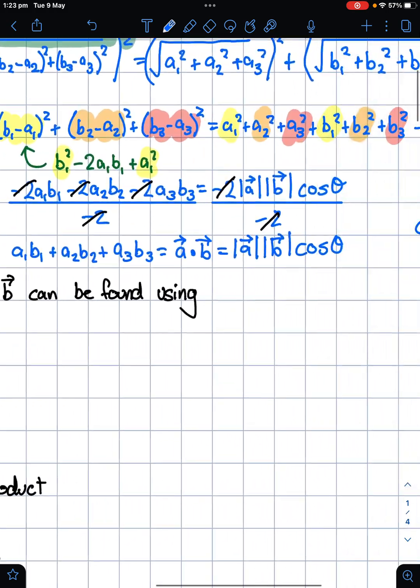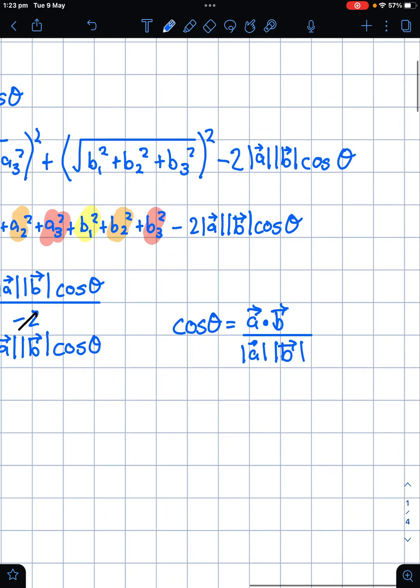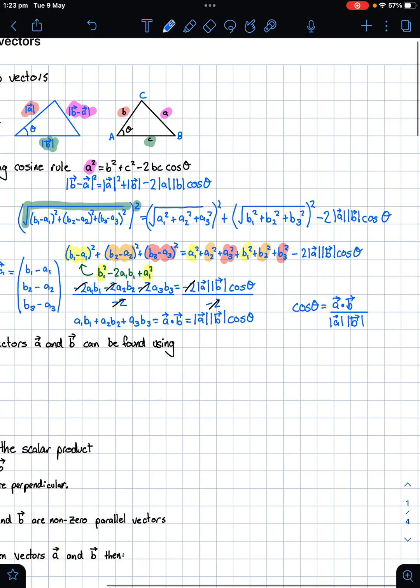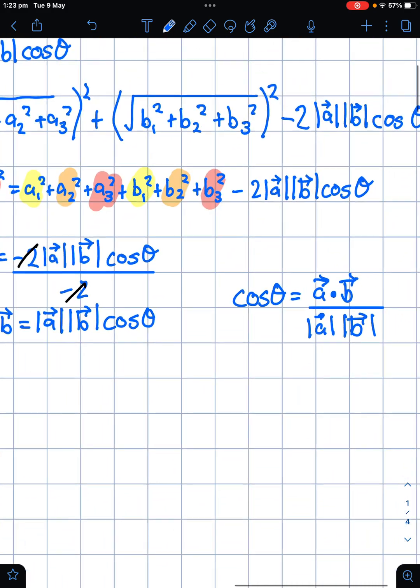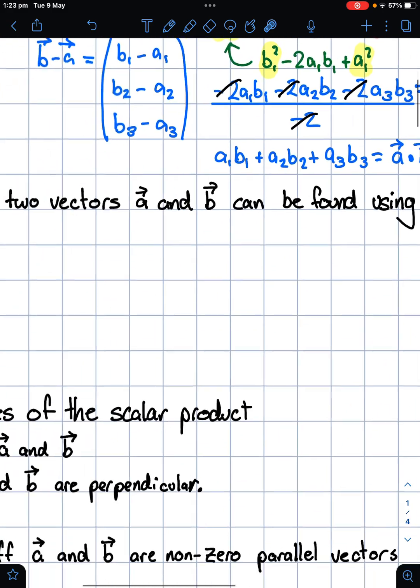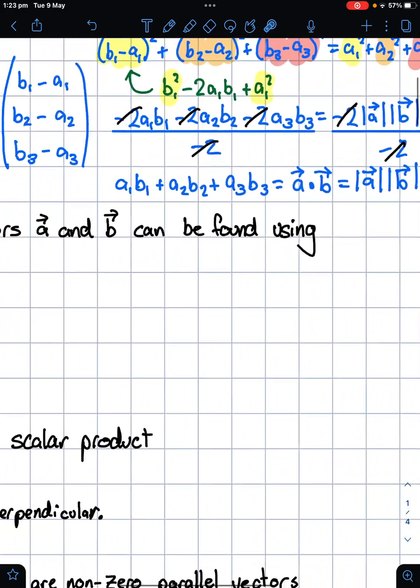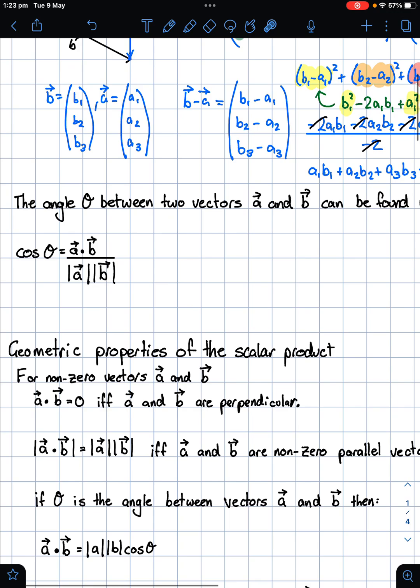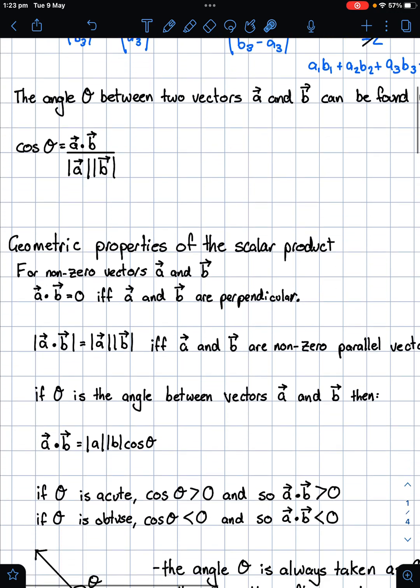Now, this lets us pretty much work out the angle, and we could take the inverse cosine of this scalar here, or this constant. Okay, so I just wanted to go through that proof because it's a big part. The angle theta between vectors a and b can be found.